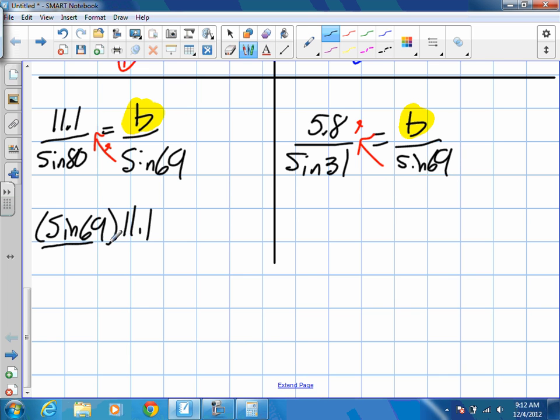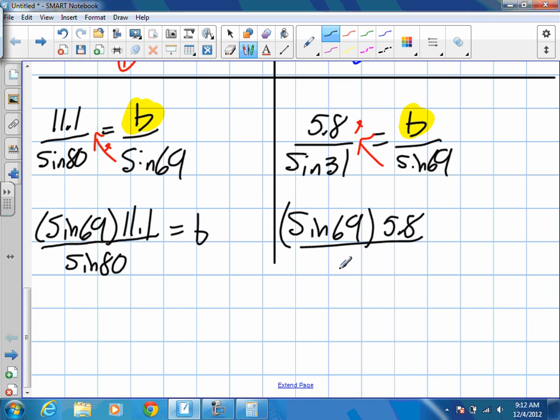No, this won't be an inverse because we're not looking for an angle. Okay? It's only when we're looking for the angle that we use that sine inverse. And this will be roughly the same thing, sine 69, just with the other ratio, times 5.8 divided by sine 31 equals B. Anyone want to help me out? What B is equal to there? Try it in your calculator. I'll also try it here.